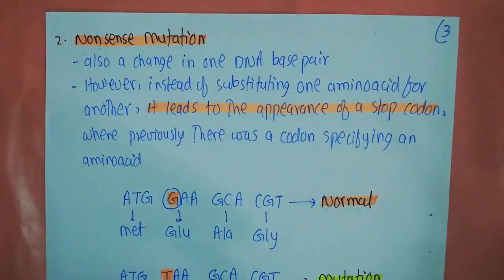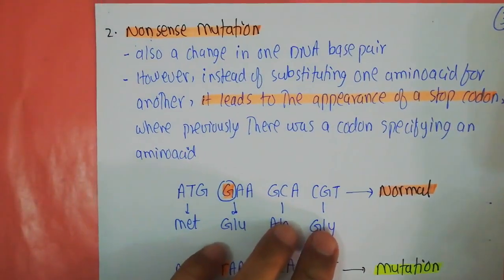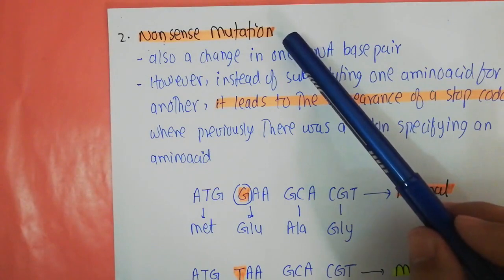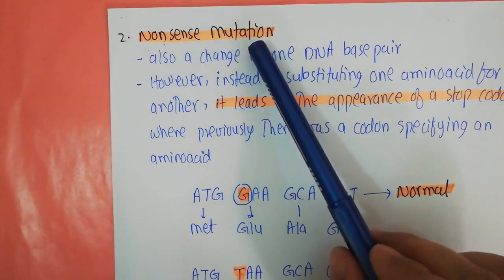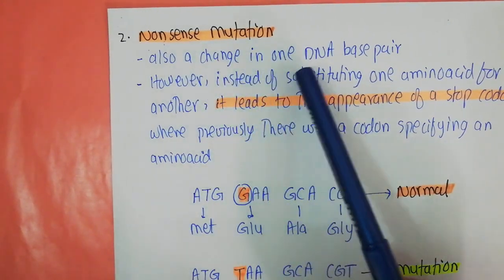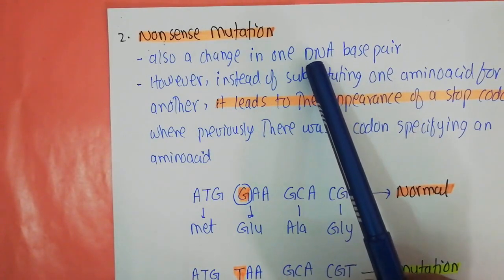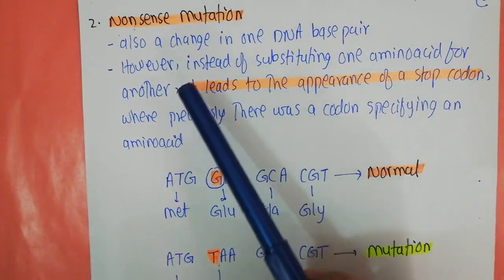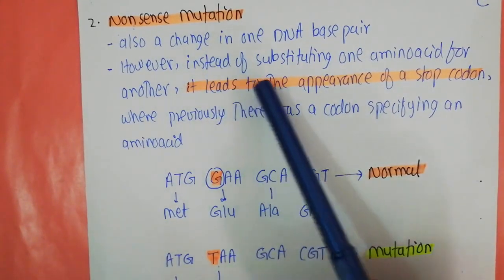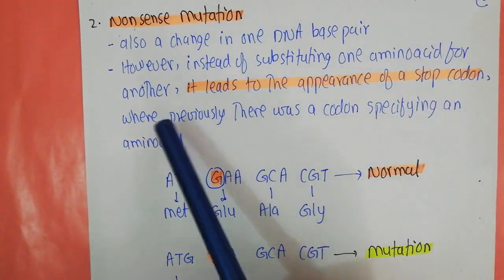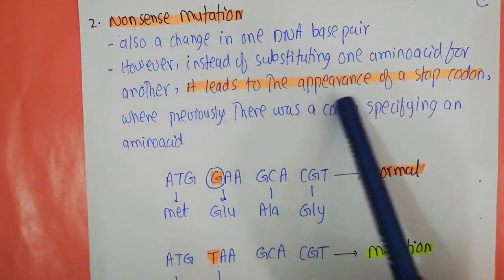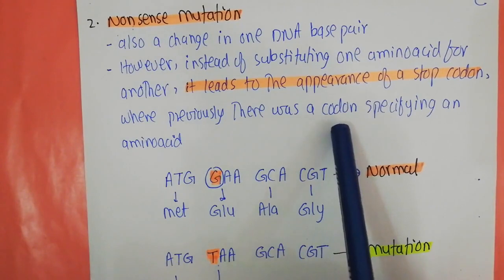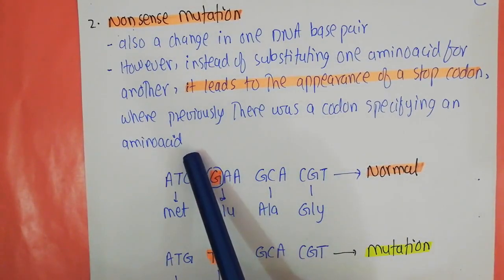When you talk about the second type of point mutation, that is called the nonsense mutation. Now in nonsense mutation, again we are talking about a change in one DNA base pair, because we are talking about point mutations. However, in the nonsense mutation, instead of substituting one amino acid for another, it leads to the appearance of a stop codon, where previously there was a codon specifying an amino acid.